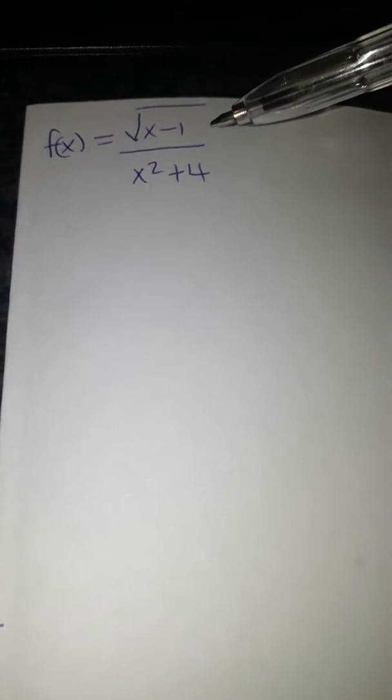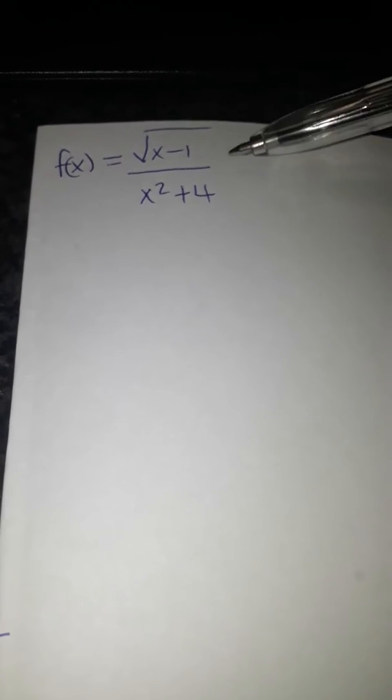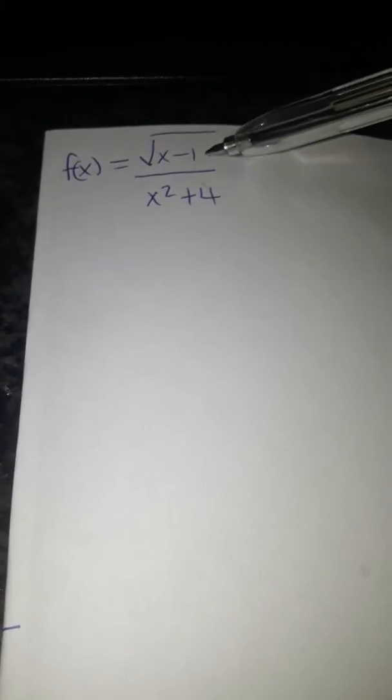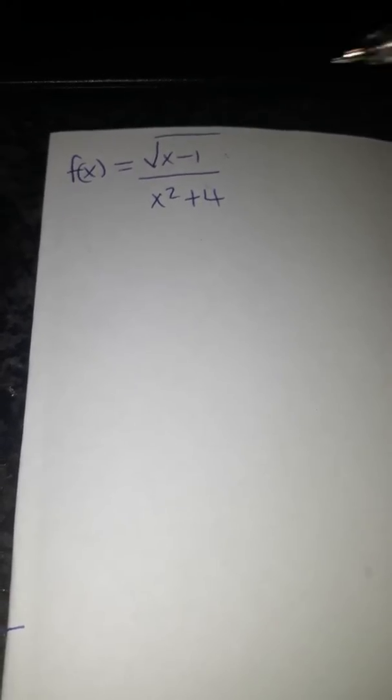Okay, number 3, we have to find the domain of this function. So again, because it's a rational function, I have to make sure the denominator is not 0. And because I have a square root, I have to make sure what is under the square root, that means the x minus 1 is 0 or positive.